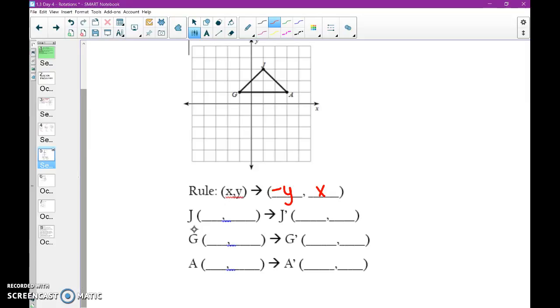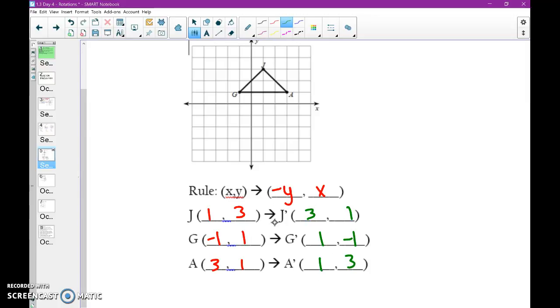So let's start with writing our original points. J is at 1, 3. G is at negative 1, 1. And A is at 3, 1. Make sure you get those original points right, otherwise it messes up the whole process. So first of all, this rule tells me that the numbers are going to switch spots because it goes from x, y to negative y, x, and the first one is going to change its sign. So again, just start by switching the spots. So 3, 1 instead of 1, 3, 1, negative 1 instead of negative 1, 1, and 1, 3. Notice I haven't done anything with the signs yet, just switched them.